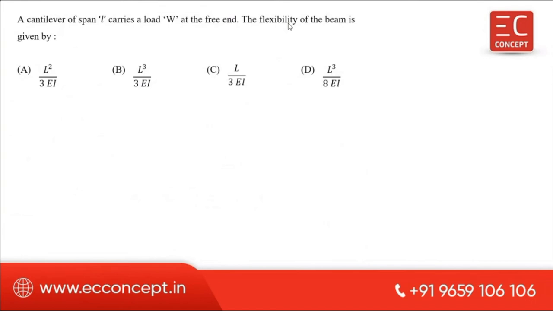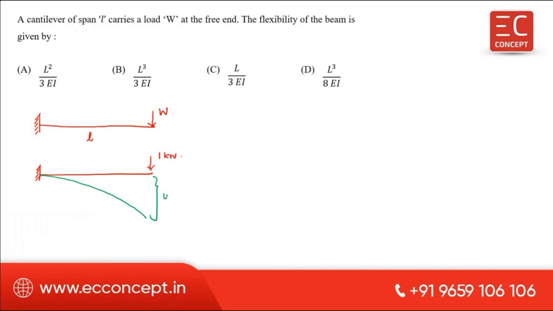Now the next question is, a cantilever of span L carries a load W at the free end. Okay, this is the cantilever beam with W at the free end. This is the span length L. The flexibility of the beam is given by, how can you calculate the flexibility? The flexibility is determined by removing this external load W and giving one unit load, and you have to calculate the deflection of this.